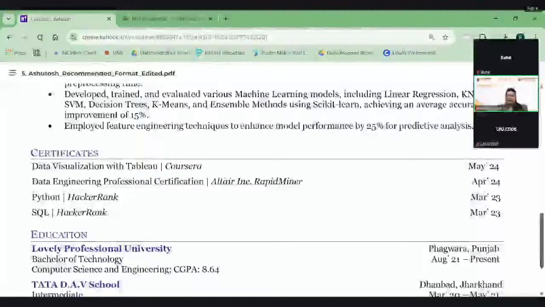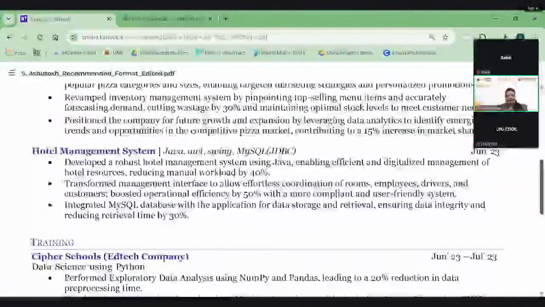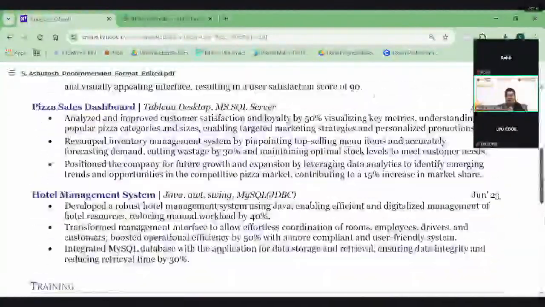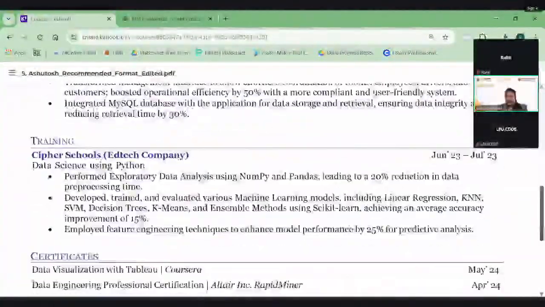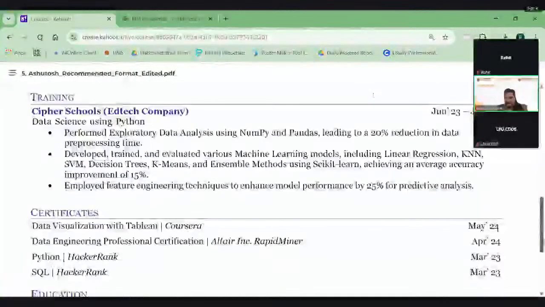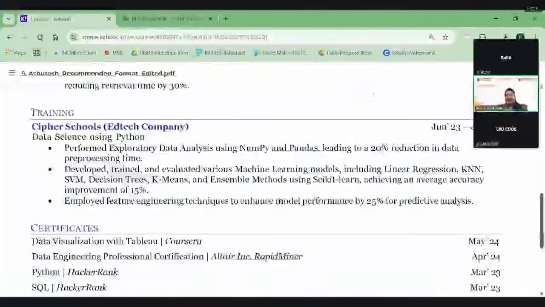And one more thing that I would like to highlight over here is whether you are giving me projects in the CV, or training in the CV, or certificates in the CV, everything has to be in reverse chronology. Now, when I say everything has to be in reverse chronology, what do I mean by that? That means latest first, then the previous one.